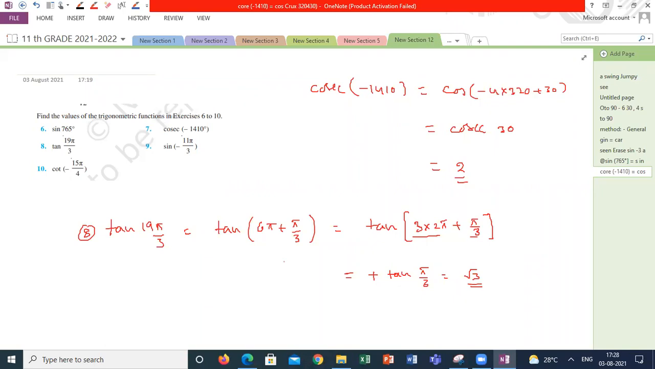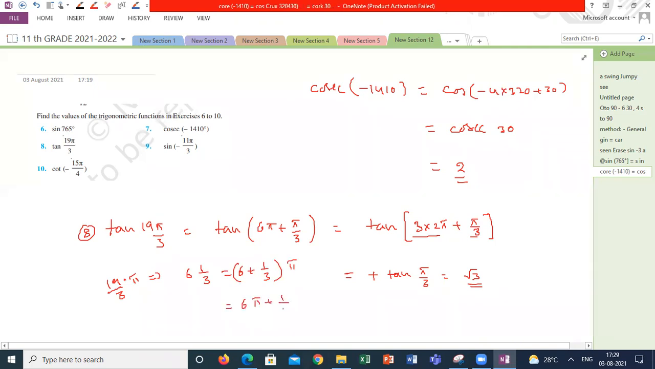Guys, please, is it clear how I did it? Here you have to use a little bit of ratios and proportions. Ratios concept: 19 pi by 3, that is 19 by 3 pi. I am writing it as a mixed fraction. How to write the mixed fraction? 6 1 by 3, or 6 plus 1 by 3, into pi. Using this concept, I am splitting it as 6 pi plus pi by 3.